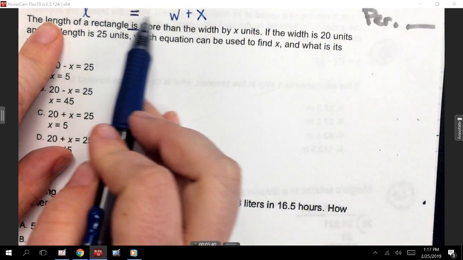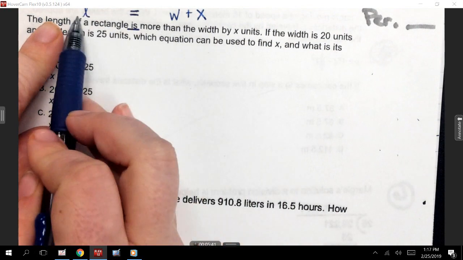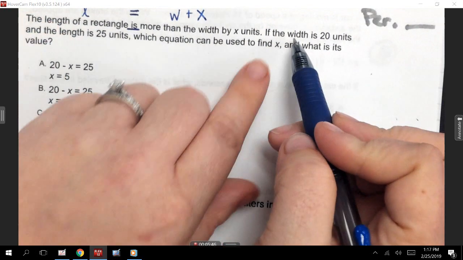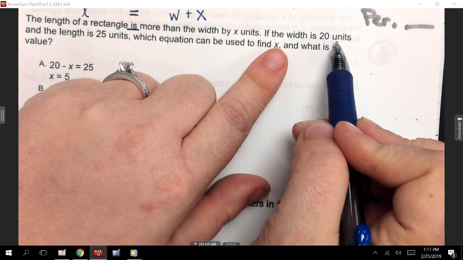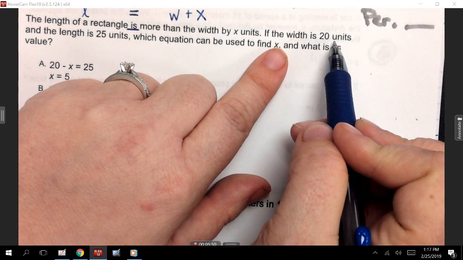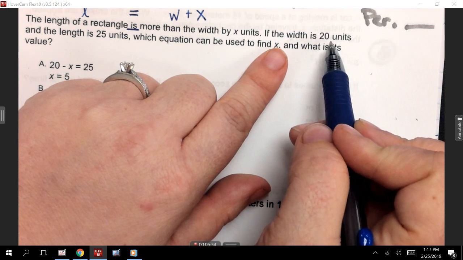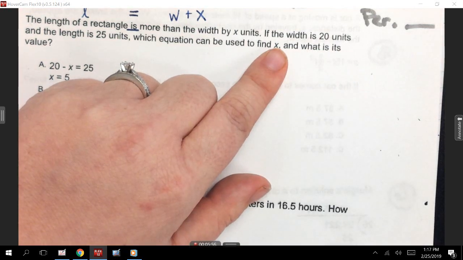So guys, I want to pause right here. Are there any questions on where I got this information from? Are y'all okay with that? Then it tells me the width is 20. So what do I want to do with 20? Fernando? Put the W next to it because that's the width.